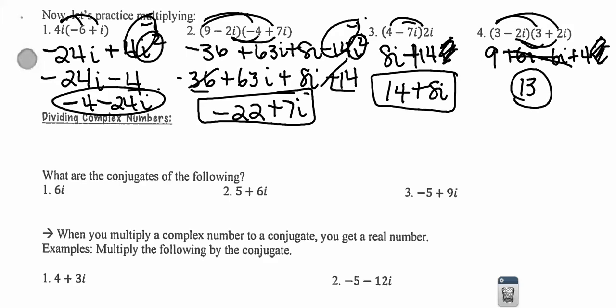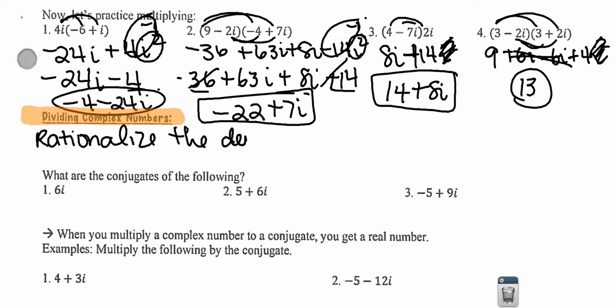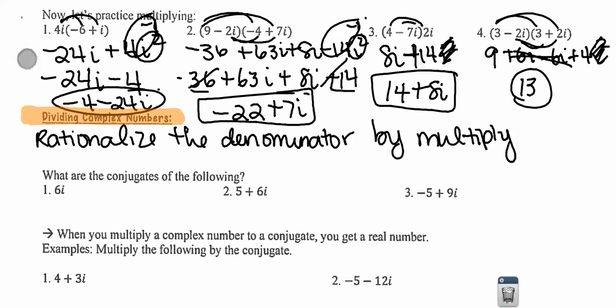So now let's talk about dividing complex numbers. Dividing complex numbers is what people say is the trickiest. How I divide by complex numbers is I have to rationalize the denominator by multiplying by the conjugate.